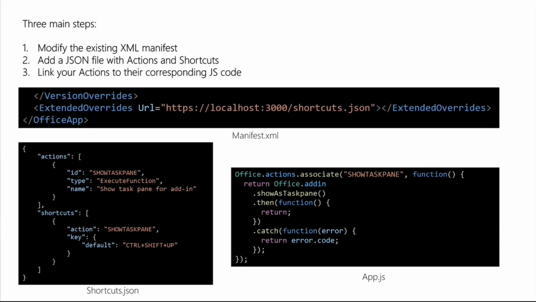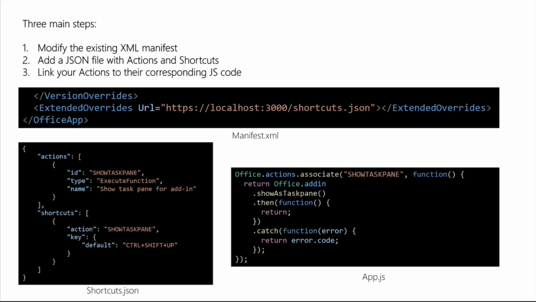And then below the action definition, you'll notice the actual shortcuts. So here I have a link to the action that I've defined by saying show task pane as the action name, and then I have a key. So this key is the keyboard shortcut combination that I actually want to use in order to invoke this action.